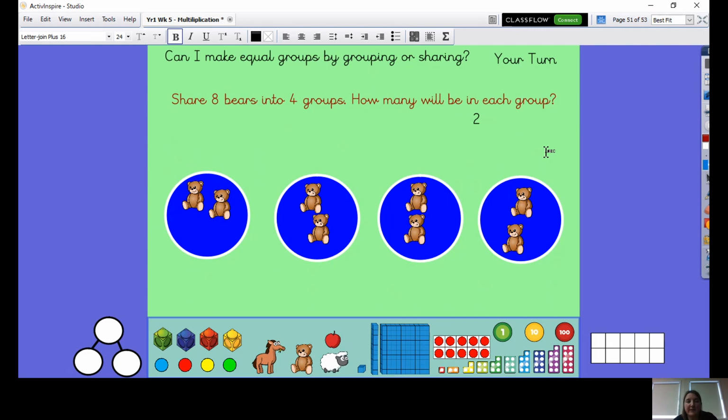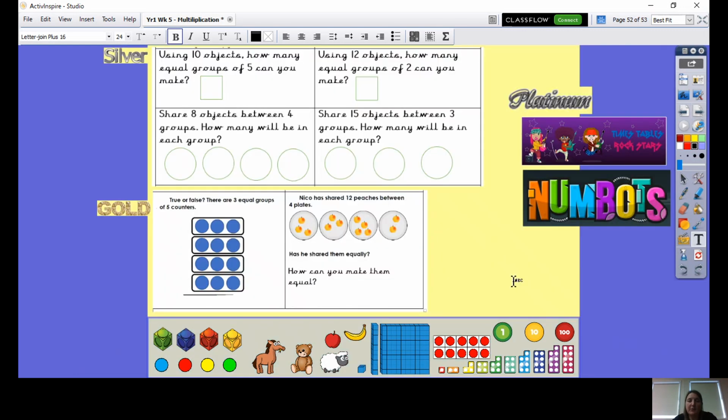So I'm hoping you're beginning to understand the difference between grouping and sharing. Okay, so with grouping, you're making the groups. You want to know how many groups you can make. And you already know how many are going to be in the group. You just want to know how many groups you have. With sharing, you know the groups, but you want to know how many are going to be in the groups. Just slightly different. So quite simple today. It's not hard work today. It's just going back over that.